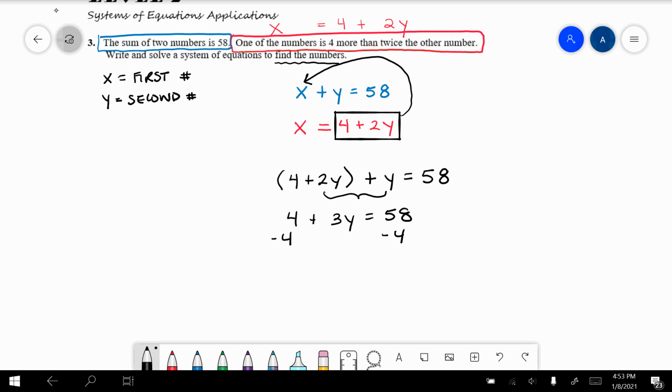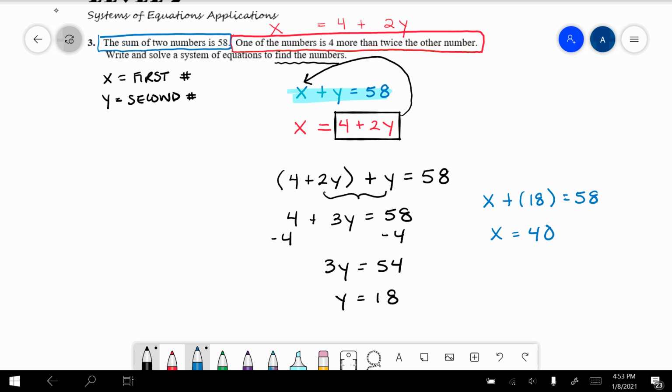Subtract 4 from both sides. 3y equals 54, and finally 54 divided by 3 is going to be 18. So that means that one of the numbers is 18. The second number, okay, so I'm going to come right here. I feel like this right here would be a good place to plug it back in. So let's come here and write x plus, let's substitute 18 in for y, and that equals 58. So 58 minus 18, and we get x equals 40.